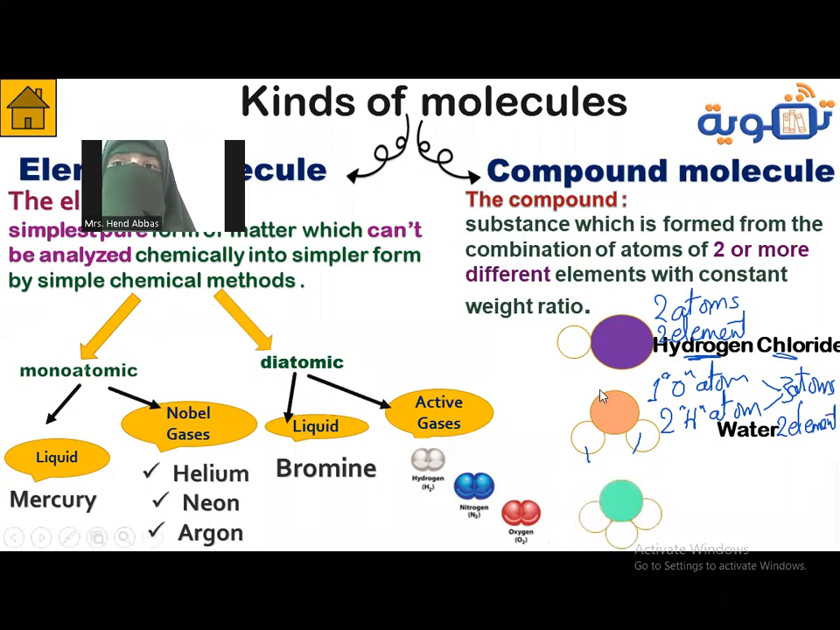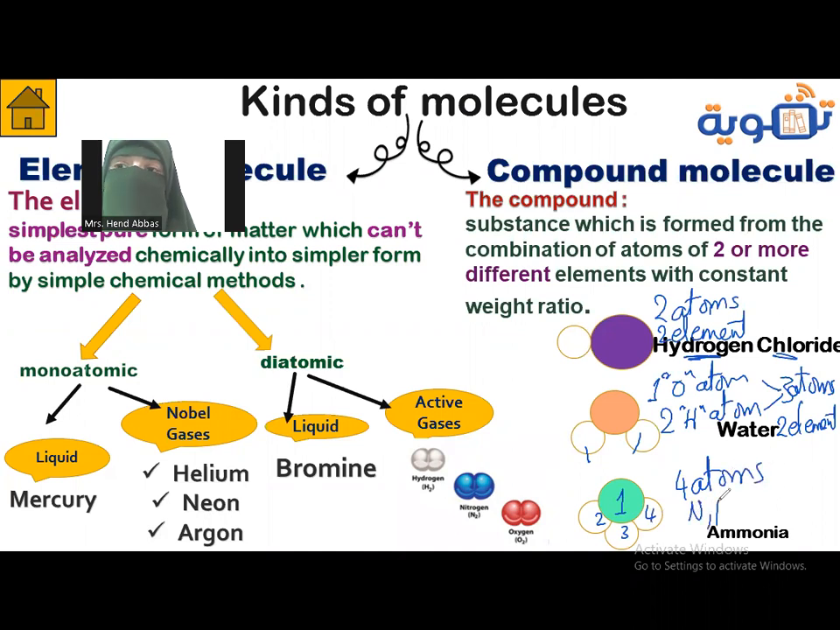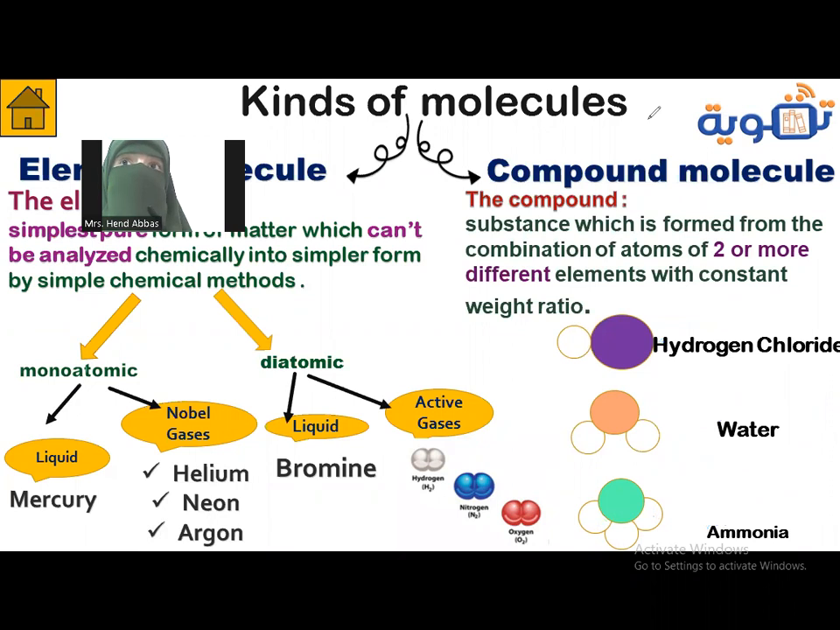Okay, let's go to the third one, which is ammonia. The ammonia molecule consists of how many atoms? Let's count: 1, 2, 3, 4. So 4 atoms of how many elements? Nitrogen element and hydrogen element, so 2 elements. Okay, those are the 3 examples of compound molecules.